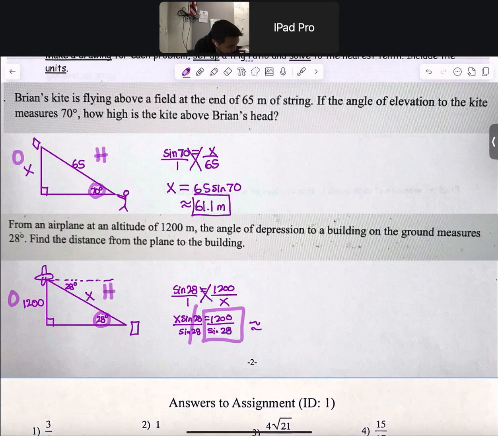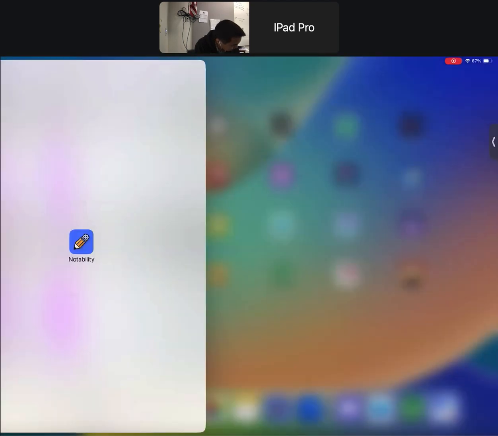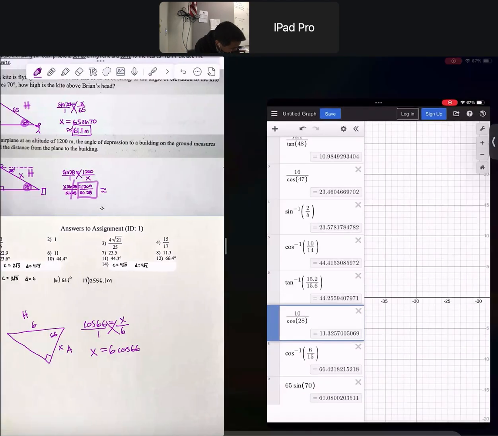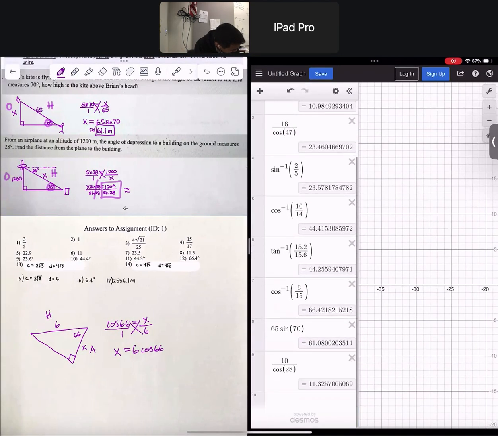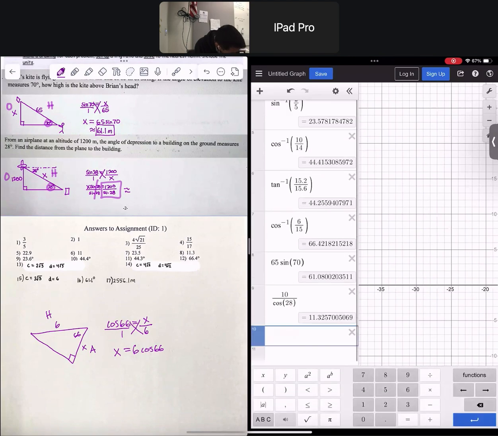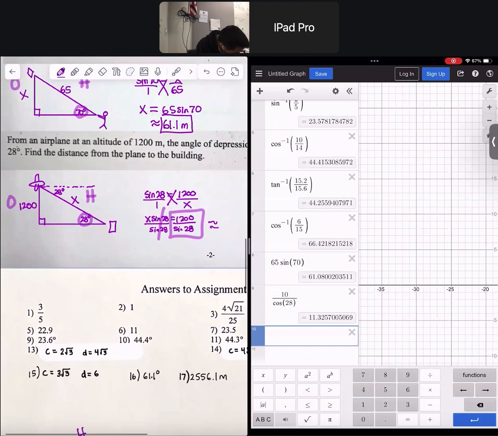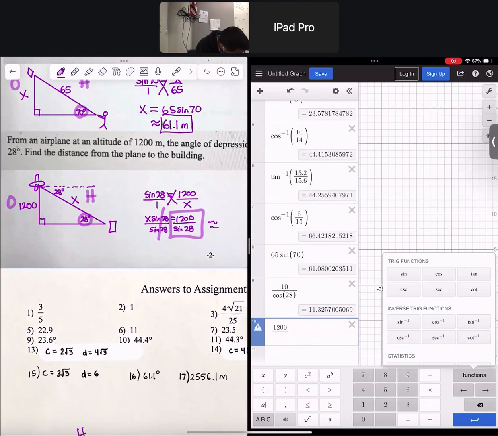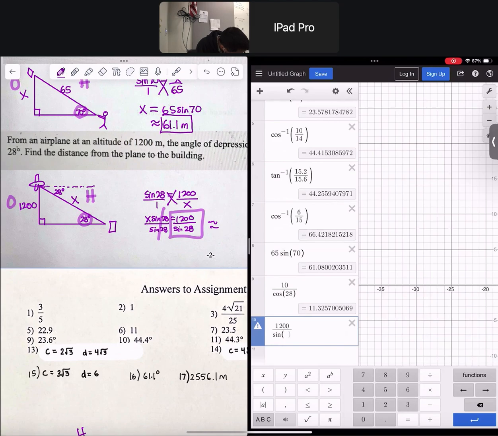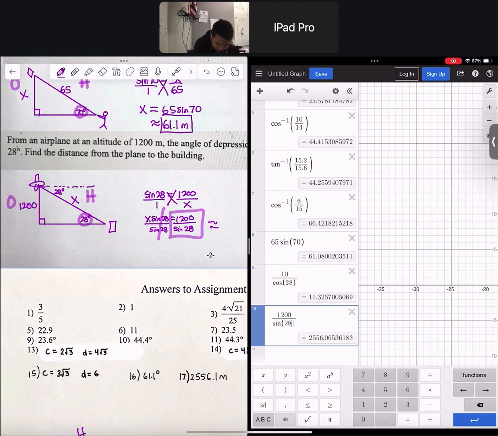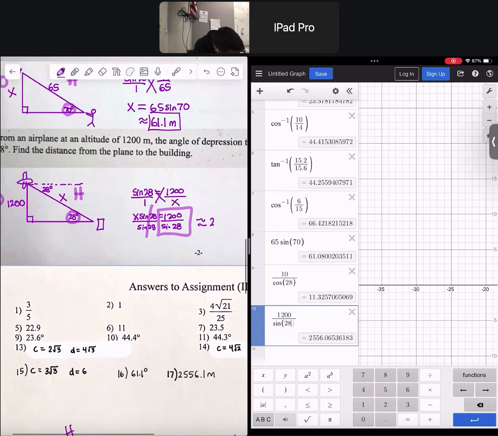So one last push. We got 1,200 divided by sine of 28. And we got 2,556.1 meters. And don't forget your units.